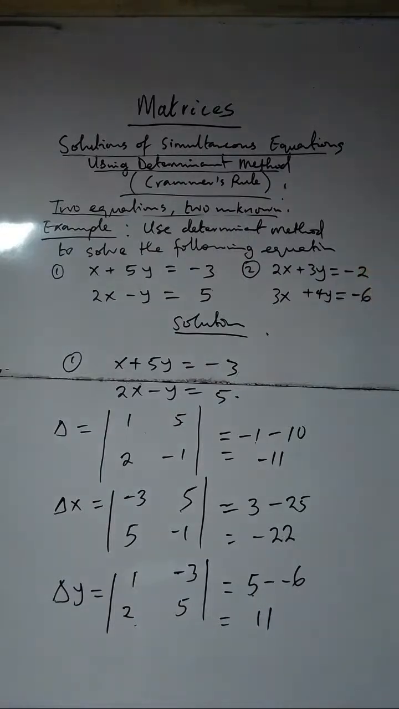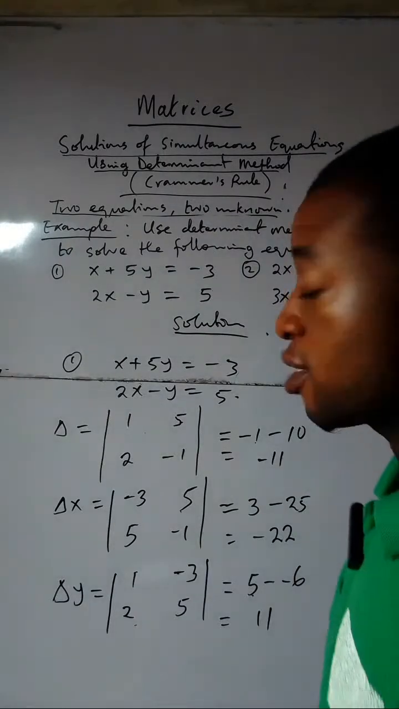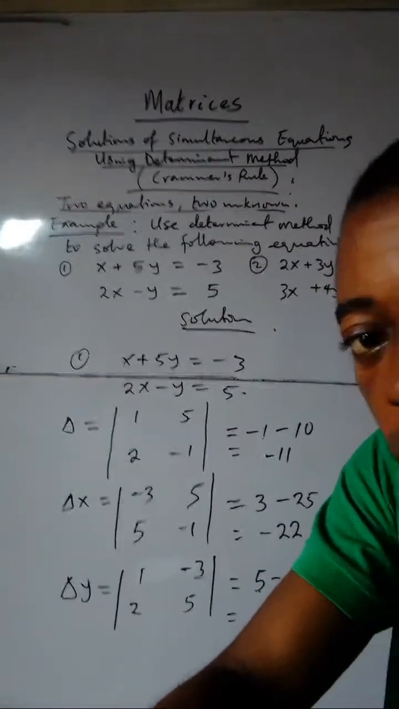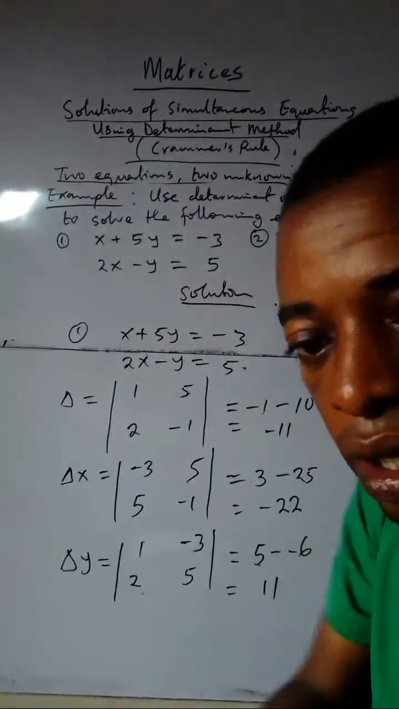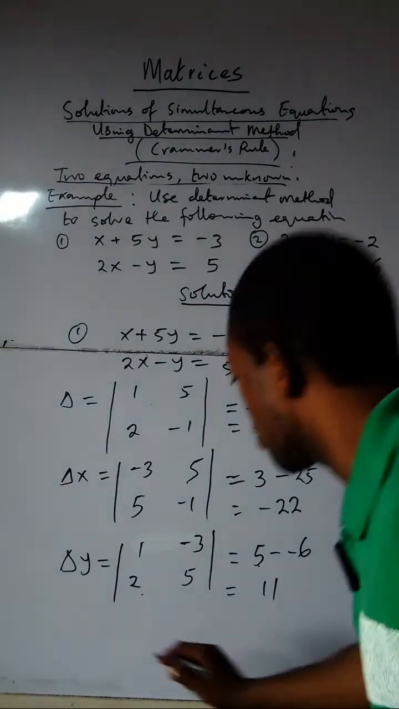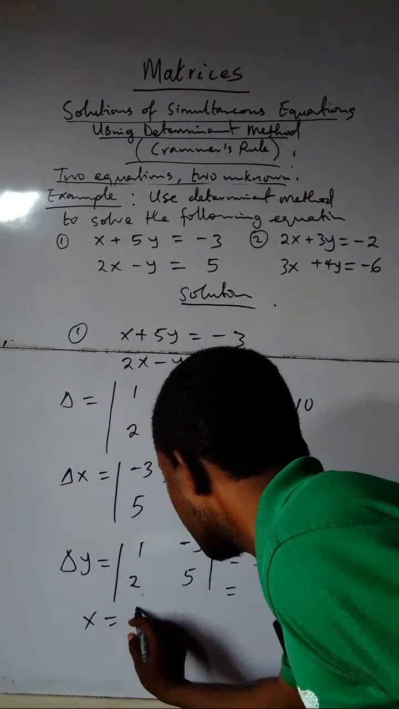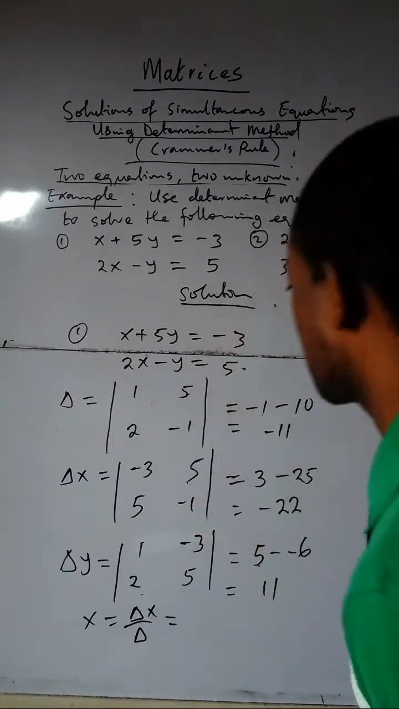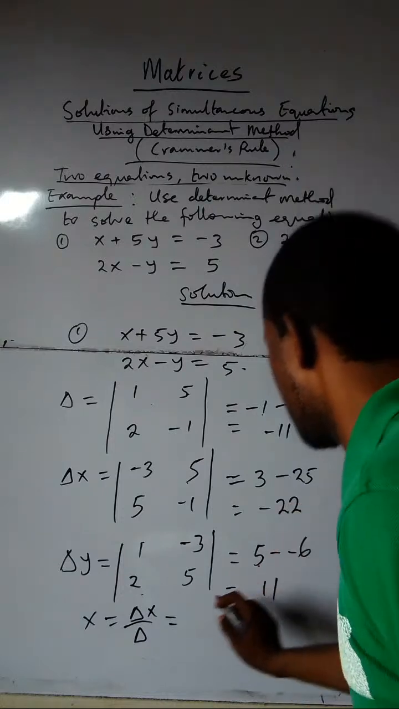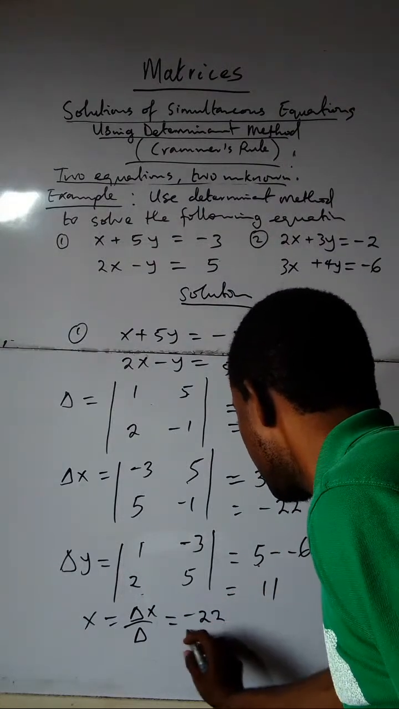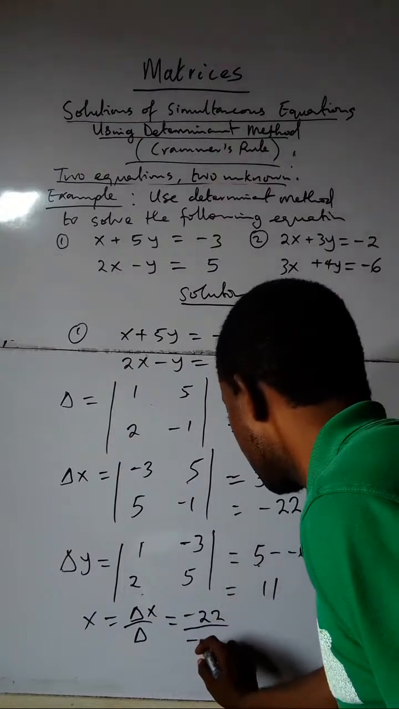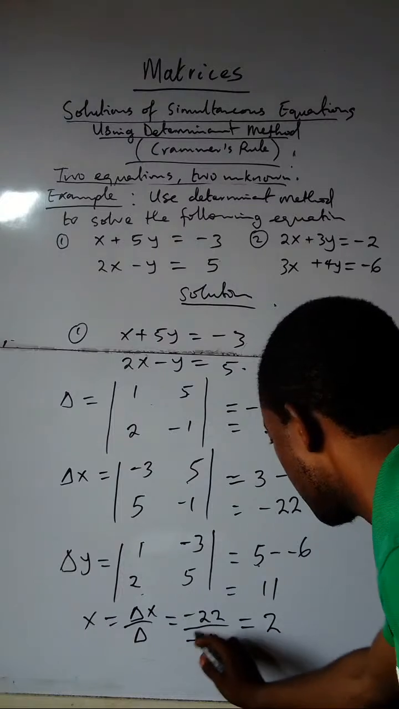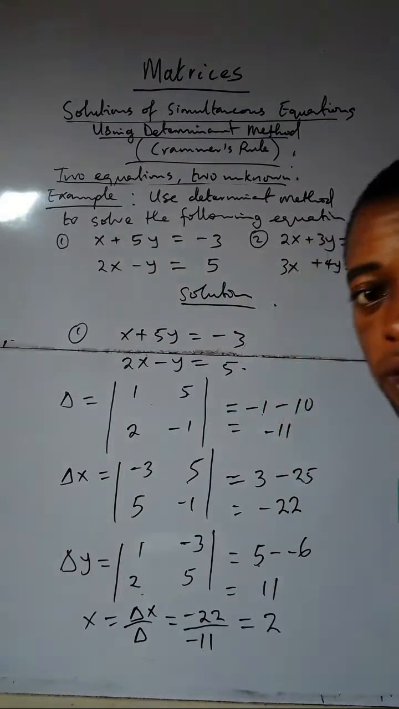Now, we can conclude here, therefore, x will then be equal to the determinant with respect to x over the determinant. And the determinant with respect to x, we have it as minus 22, over the determinant, which is minus 11. And here, this gives us 2. Minus cancels minus, 22 over 11, that's 2.